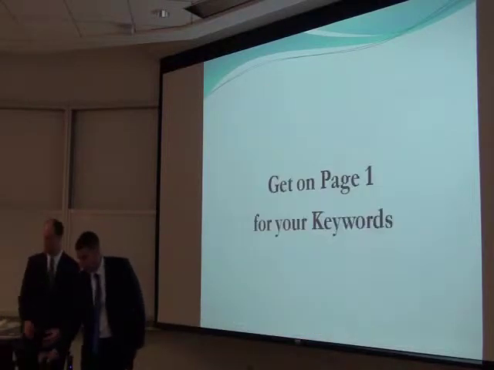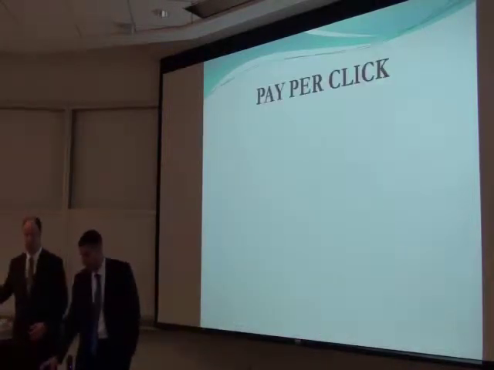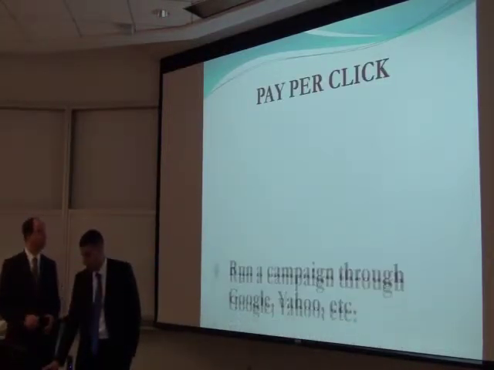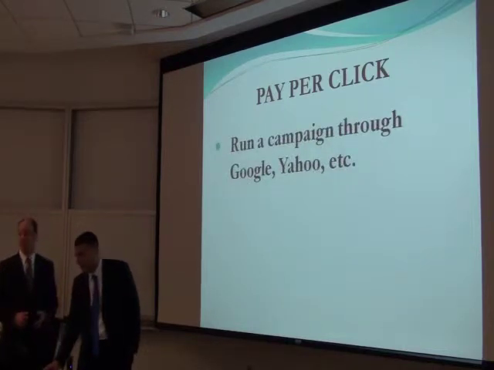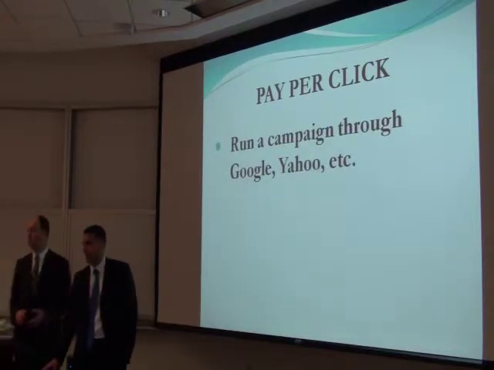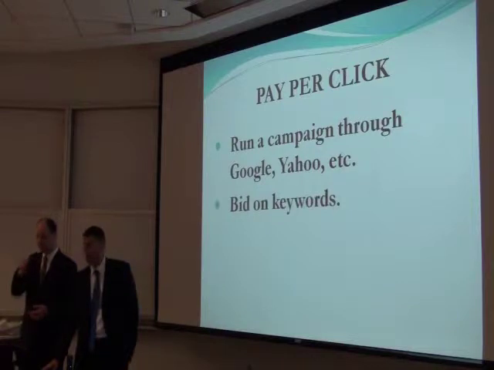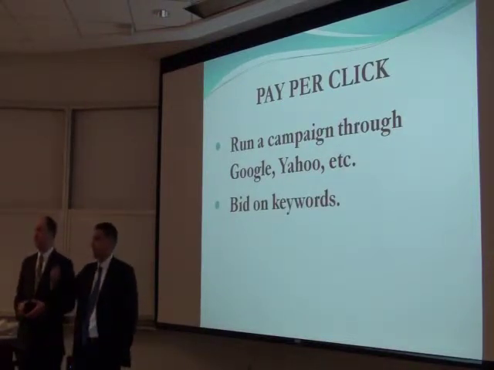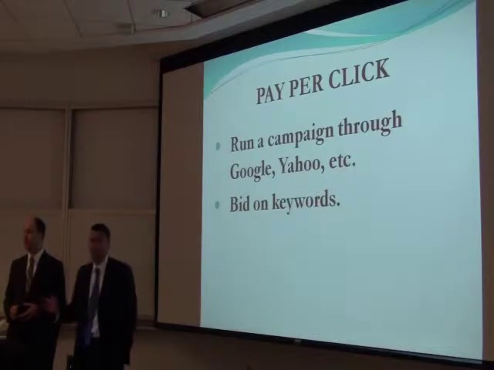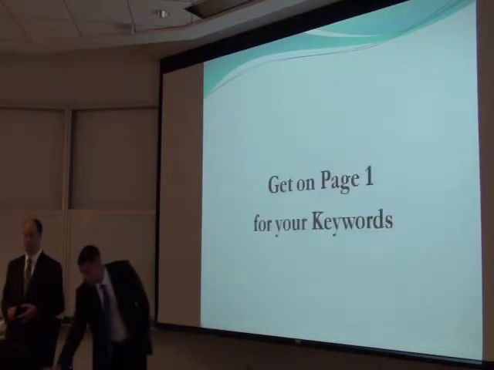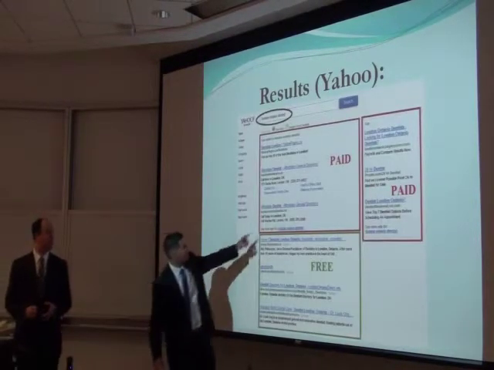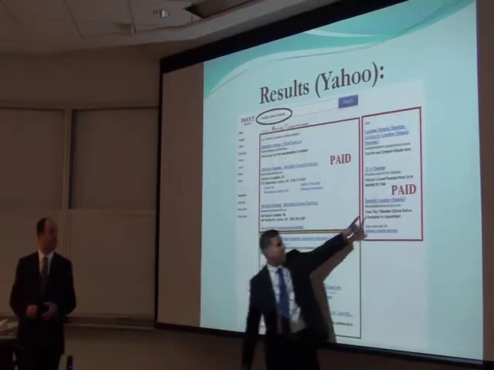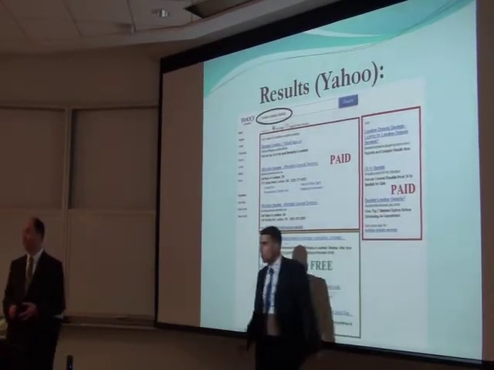Okay? How to get on page 1. We're going to start off with pay-per-click. So pay-per-click, you register for an AdWords account, you create your ads, you bid on keywords. Remember those prices that I showed you before? $5, $6. Every time somebody clicks on that, this business gets charged that amount.